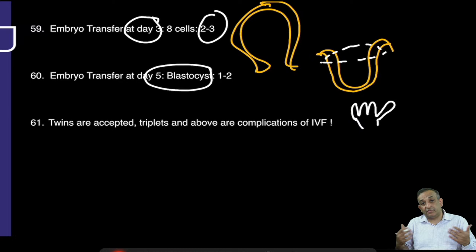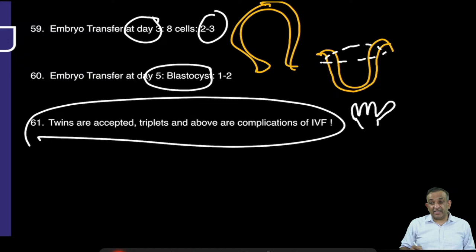So yes, the last line is important. You must be saying, why is he talking about triplets so much? Because singleton or twins is accepted. A mother gets pregnant and she has a baby, she's happy. She gets two and she's like, oh, okay, chalo, I have two, I'm so happy. And now my family is complete. I have two children, boy, boy, girl, girl, whatever combination.